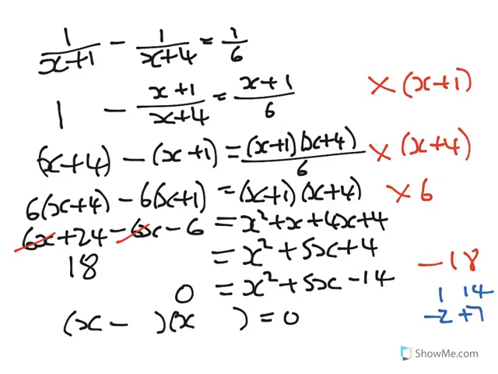So I can put in minus 2 and plus 7 there, and by solving this I know that either x minus 2 is 0 or x plus 7 is 0, which means that x is 2 or x is equal to minus 7, and there you have it.